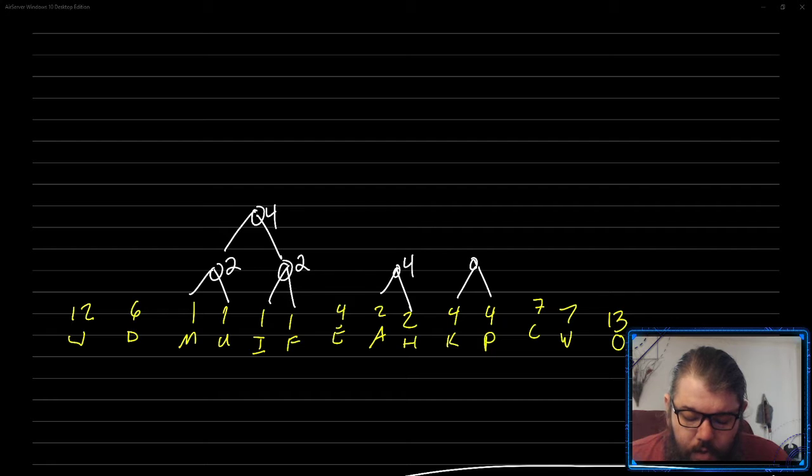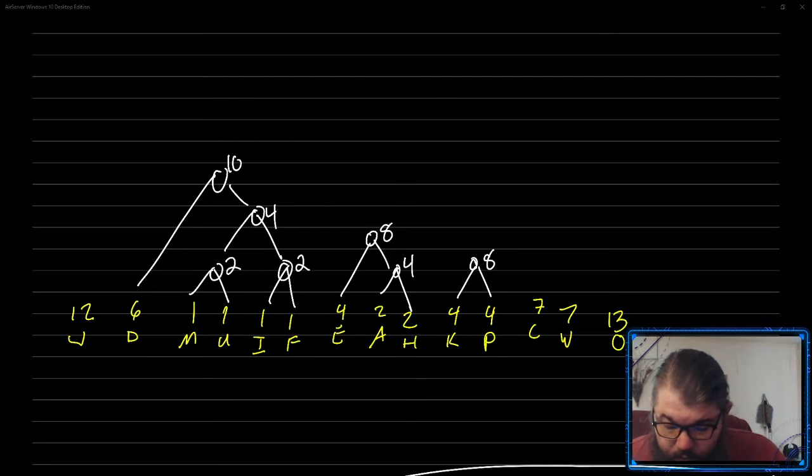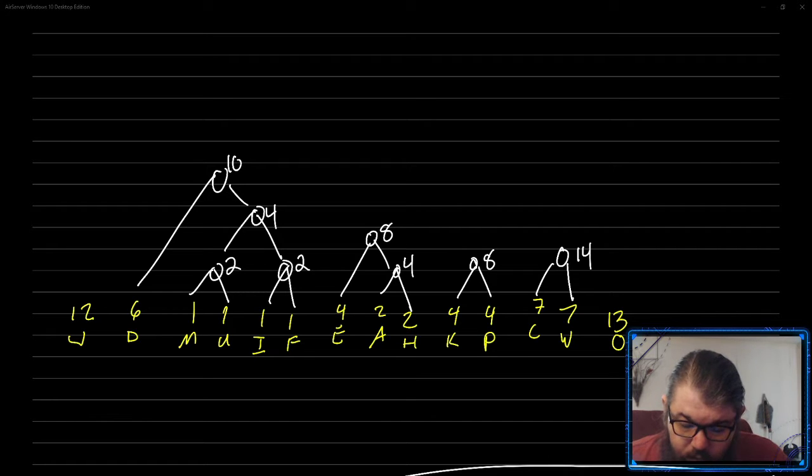So these 2 4s make an 8. These 2 4s make an 8. The smallest now are 4 and 6. We combine those and get a 10. The smallest now are 2 7s over here. We combine those and get a 14. The 2 8s are now smallest. We combine those and get a 16.